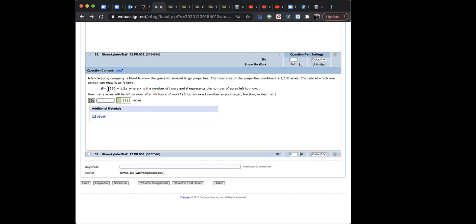The y-intercept is 1,350. That's the size of the area. And the slope is -1.5. Okay. And X is the number of hours. Okay. And Y hat represents the number of acres left to mow. Okay, so how many acres will be left to mow after 46 hours of work?